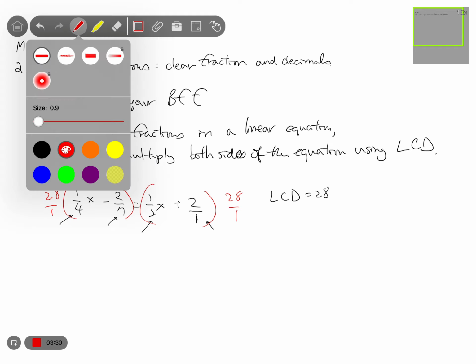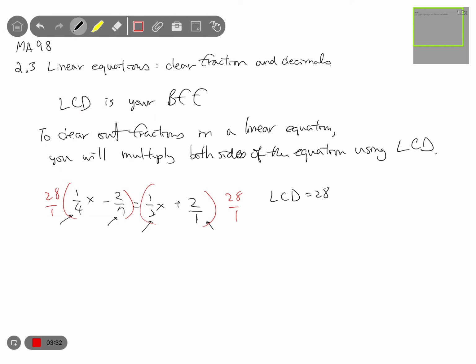And this is where, in class, I keep saying, when you multiply fractions, it is better if you cancel first, you reduce first, before you multiply. So here we go. So 28 divided by 4 is 7. So I have 7 times x is 7x. Minus 28 divided by 7 is 4. So 4 times 2 is 8.